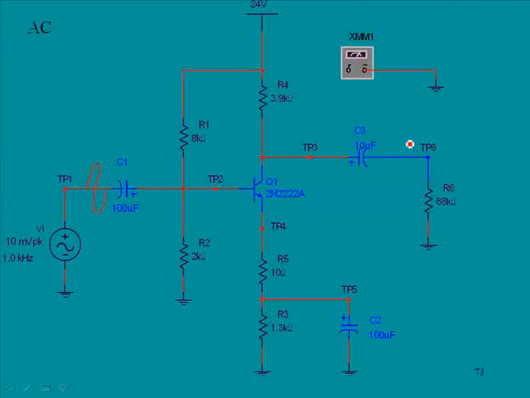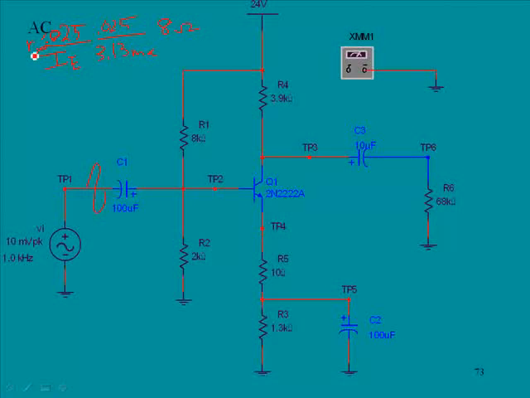And there's a few values that we need to look at. There's an obscure value that your text doesn't even mention. It's called RE prime, and it's a given formula. It's 0.025 divided by the DC emitter current. Now in this case, our DC emitter current was 3.13 milliamps, and if we did this, we went 0.025 divided by 3.13 milliamps, we'll get about 8 ohms.